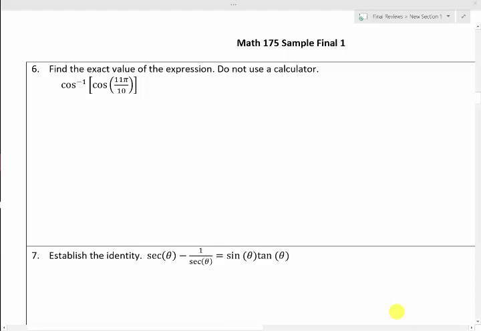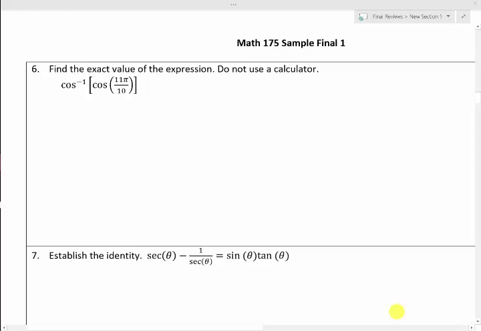Number 6, find the exact value of the expression, do not use a calculator. And here we're given cosine inverse of cosine of 11 pi over 10. So what we're going to have to do is check to see if this angle that's on the inside of our cosine is in the range of our cosine inverse, which is not too difficult.